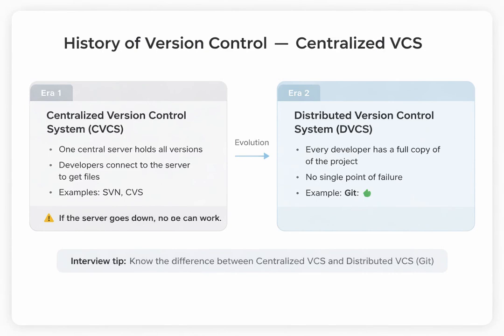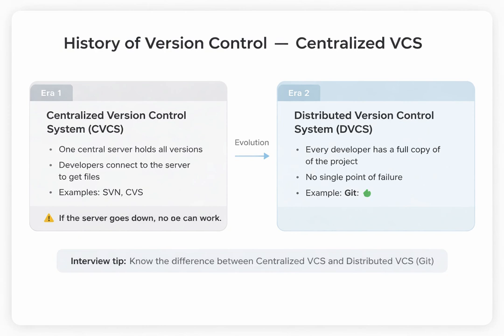Before we go deeper into Git, it's worth understanding where the concept of version control came from, and this is actually something that comes up in technical interviews. Before Git, there was something called a centralized version control system, or CVCS. In a centralized system, there is one central server that holds all the versions of the project. Every developer connects to that server to get their files and save their changes.